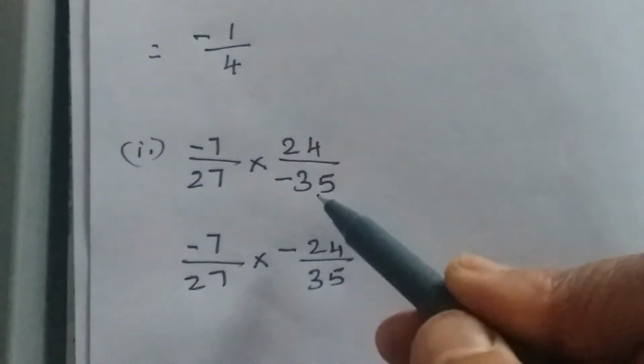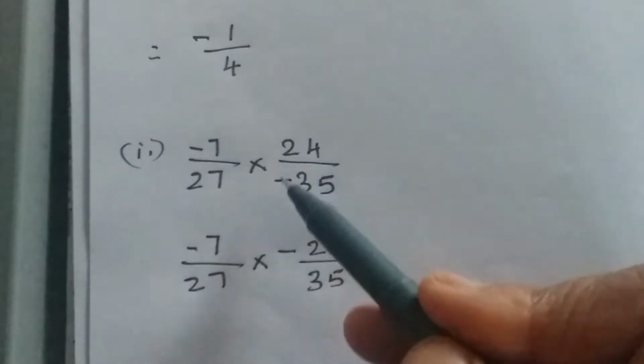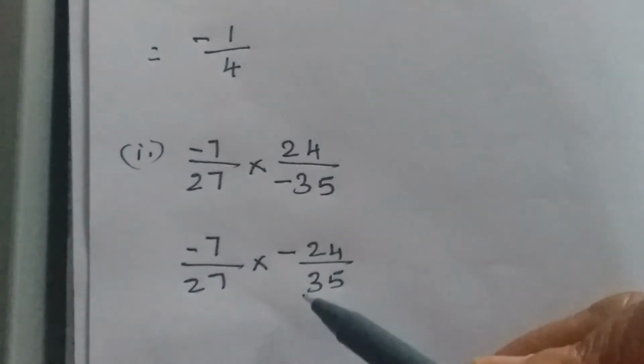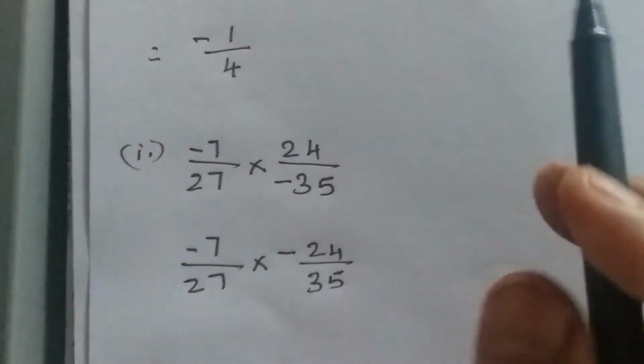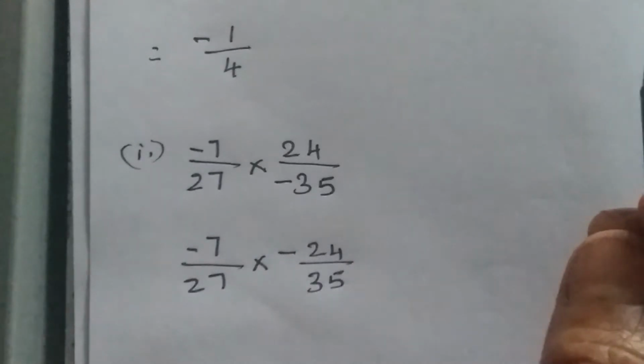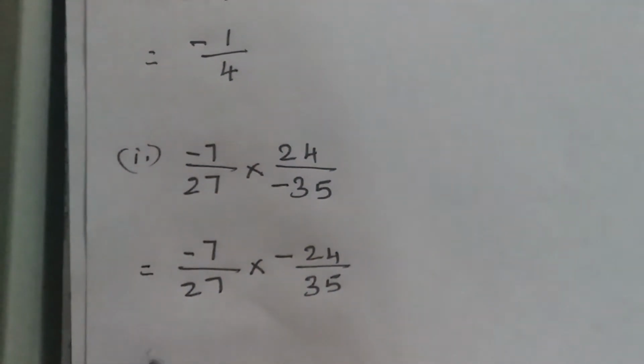Even then the value will not change because plus divided by minus, minus divided by plus, both are same, negative. When you divide two different signs, it is minus. The value is not changed. Okay. Now just what do we do?